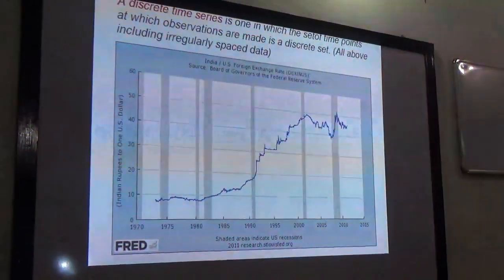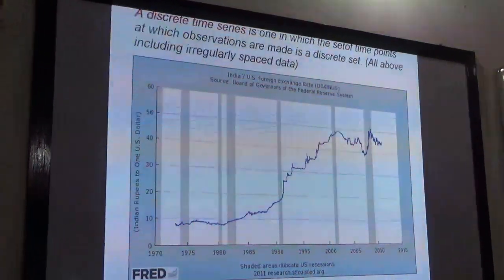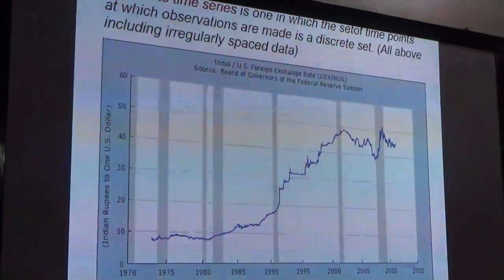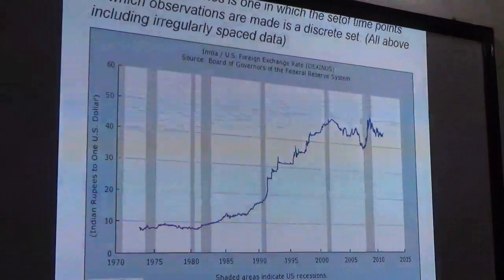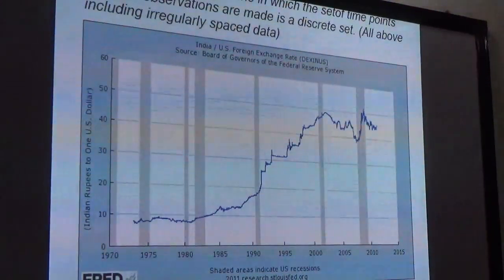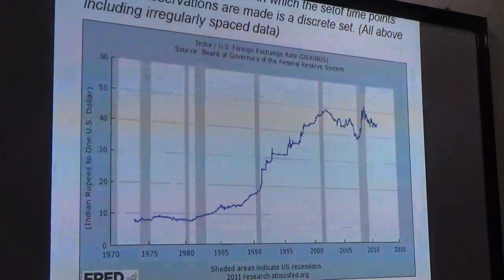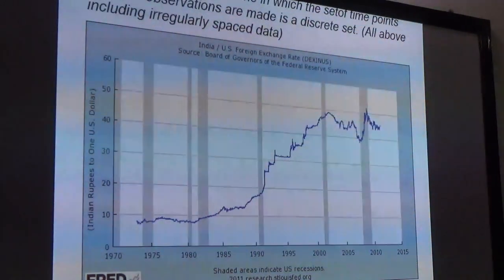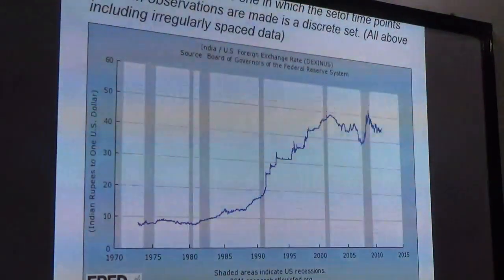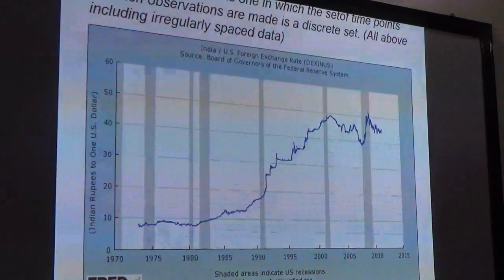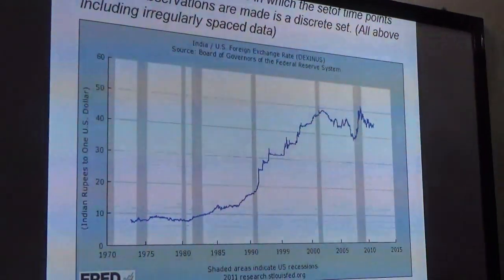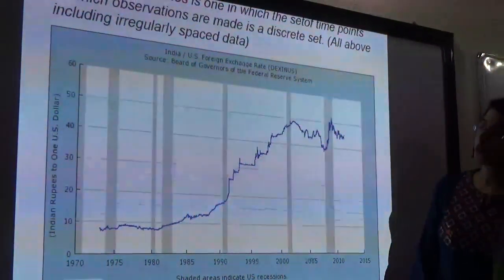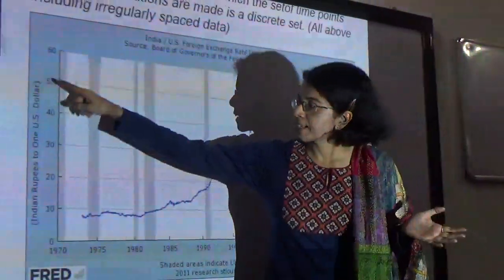So why will we call this discrete time series data? Because it is yearly data. You will see, as my colleague said, that of course it is subjective. So it is discrete data, and it states the exchange rate of the Indian rupee to 1 US dollar.